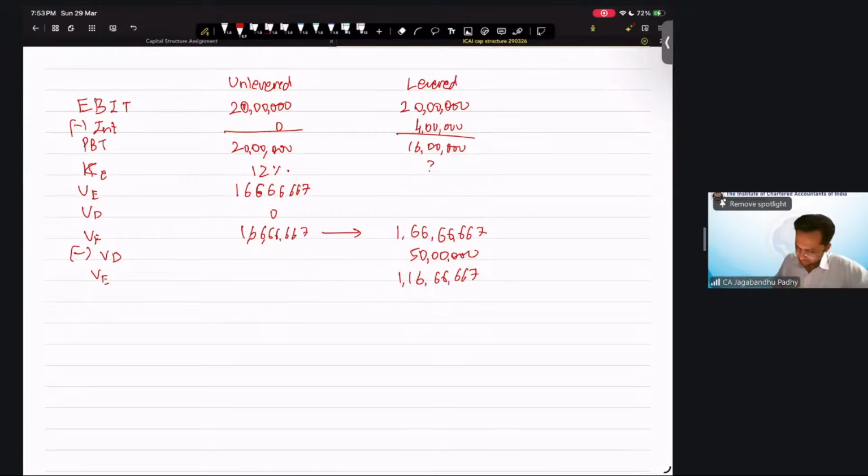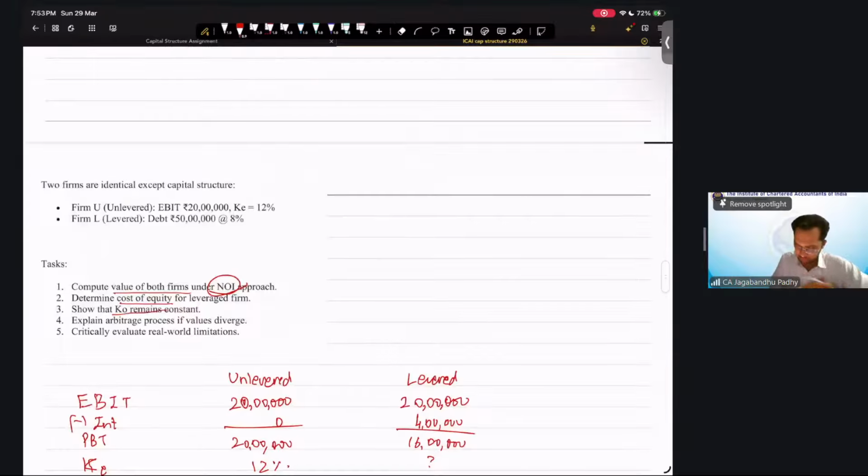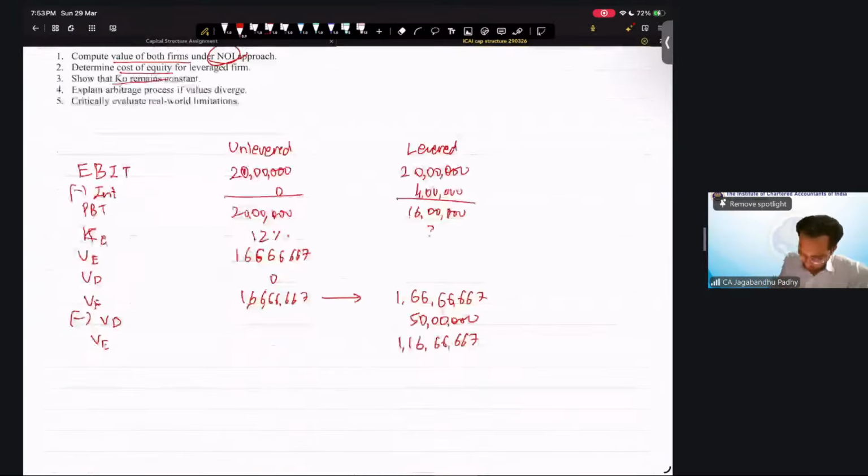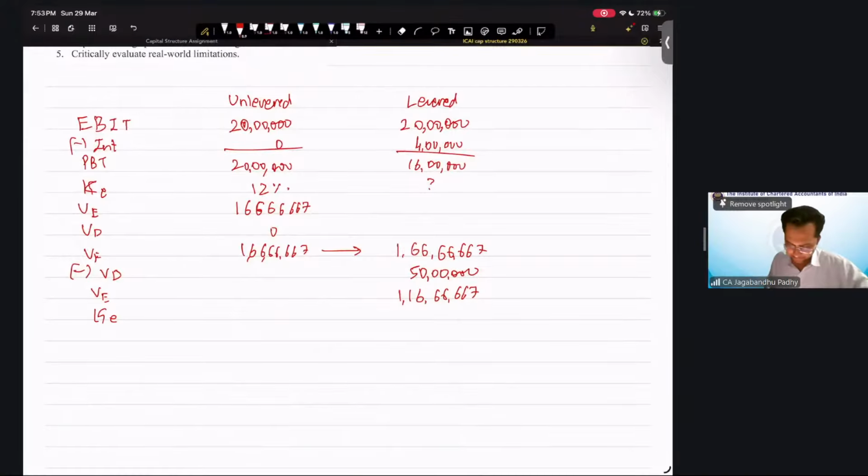So after this, we got the value of equity. Value of firm is 1 crore 66 lakh 66,667. From that we subtracted and got the value of equity. So we got the value of both firms. Now the cost of equity. Cost of equity will be PBT, which is 16 lakh, divided by 1.166667 crores. So this is 16 divided by 1.16, which is 9.63%.